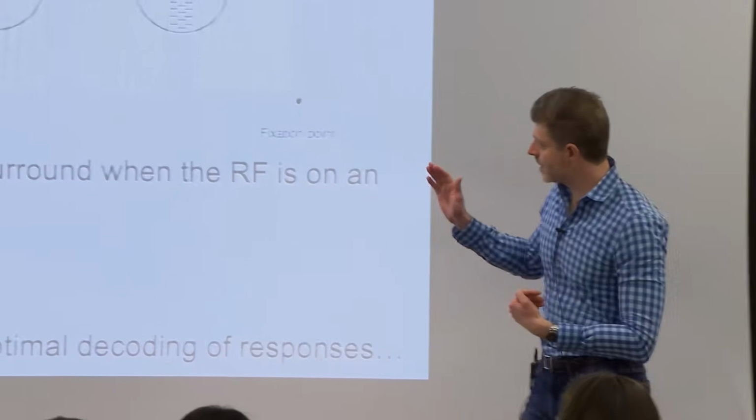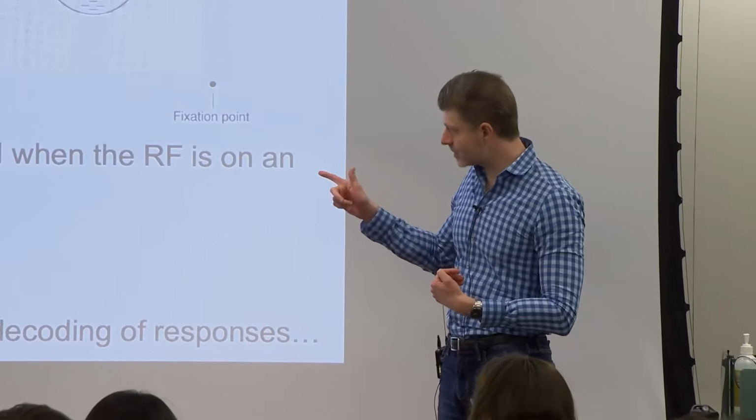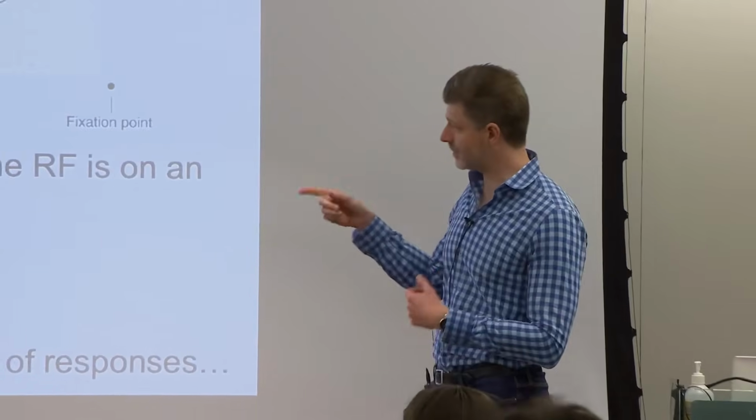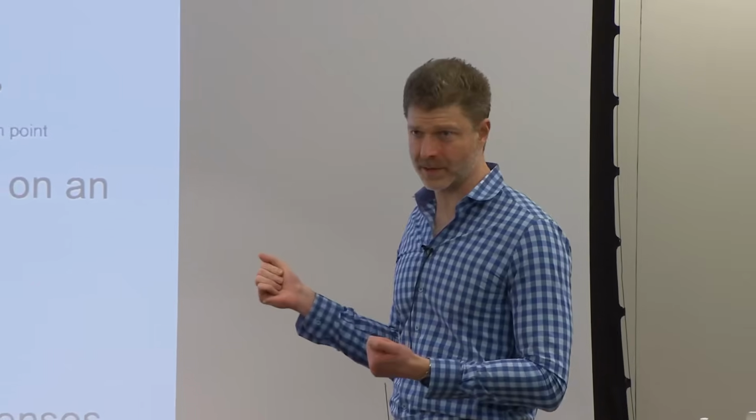Okay, so there's less dark stuff in the surround when the receptive field is on an intersection, so there's a smaller response from the filter. We've observed that you see a dark spot, and the hypothesis is that the smaller response of the filter could explain why you see a dark spot.